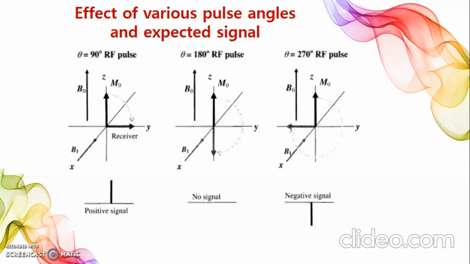The figure shows the effect of various pulse angles, theta, and the expected signal. If theta is 90 degrees, we get a positive signal. If theta is 180 degrees, we get no signal, that is, it is inert. And at 270 degrees, we get a negative signal.